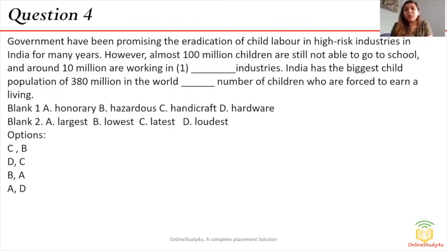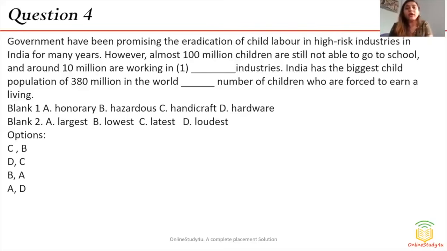With that, let's move to question 4. This is a fill in the blank question where it's a double blank that we have to look at. Governments have been promising the eradication of child labor in high risk industries in India for many years. So high risk is something that we need to look at out here. However, almost 100 million children are still not able to go to school, and around 10 million are working in dash industries. So when we've already looked at high risk, we have to find something which is exactly elaborating that fact.